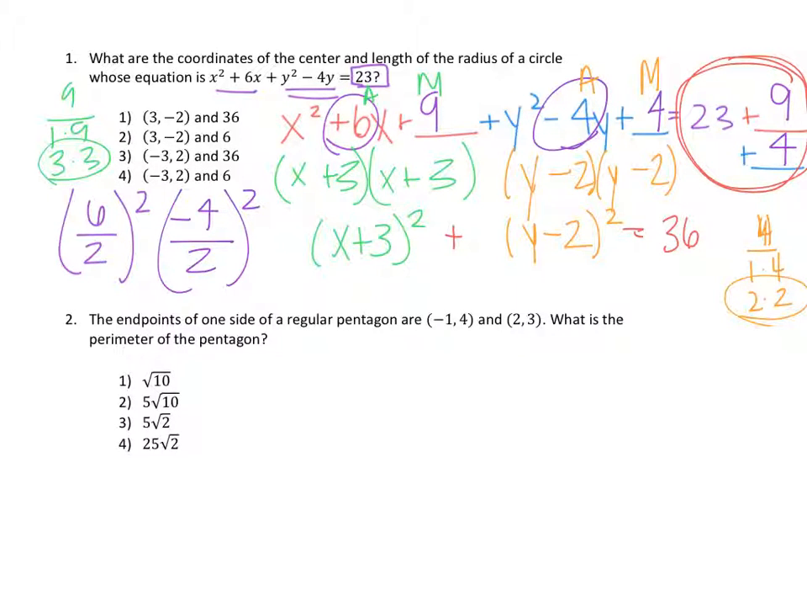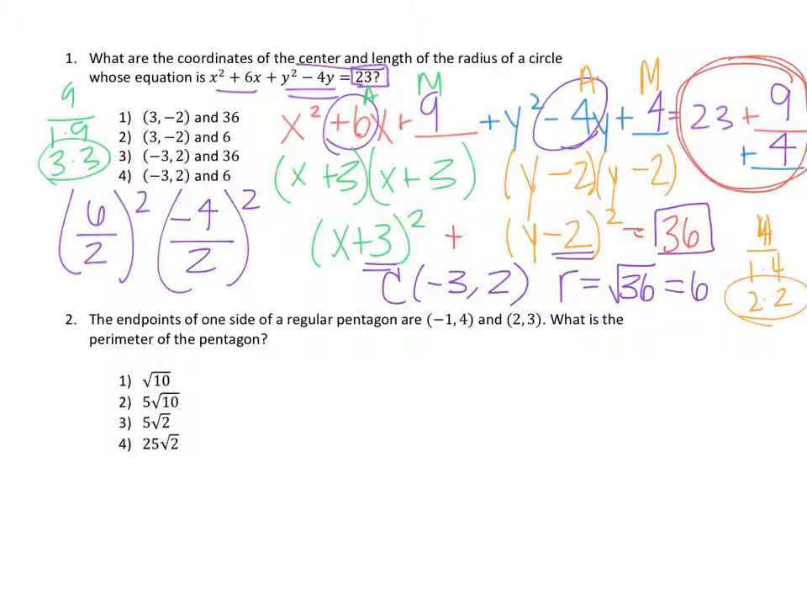So this first question is asking what's the center and the length of the radius. So remember, in order to find the center, the h and the k, we take these values inside the parentheses and we change their sign, negate them. So positive 3 is now negative 3, negative 2 is now positive 2. So our center is negative 3, positive 2. Then we take a look at the radius and we say, okay, if I have a 36 over here, I need to take the square root of it, which gives me 6. So we have negative 3, positive 2, and 6. Choice 4.